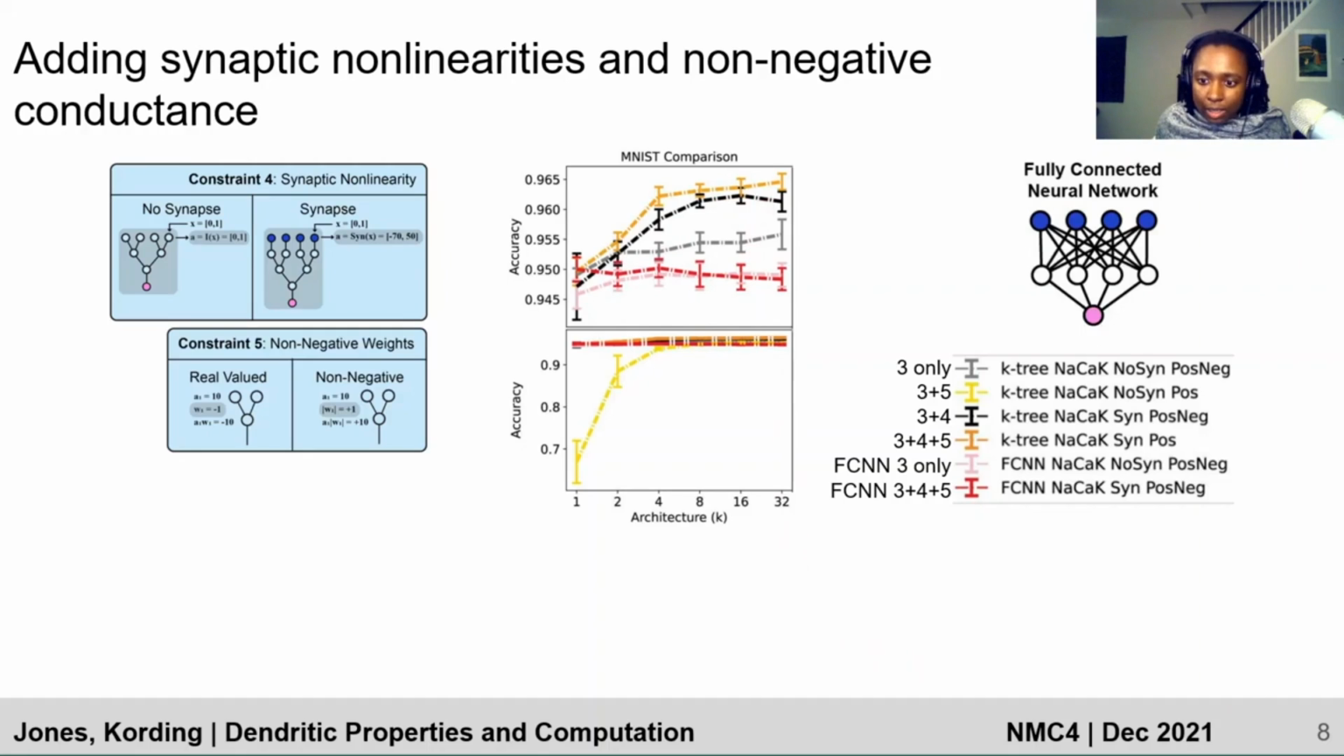Our takeaway is that with the added synaptic repetitions, all neuron-like models perform better than the comparable FCNNs, which are in red and pink.